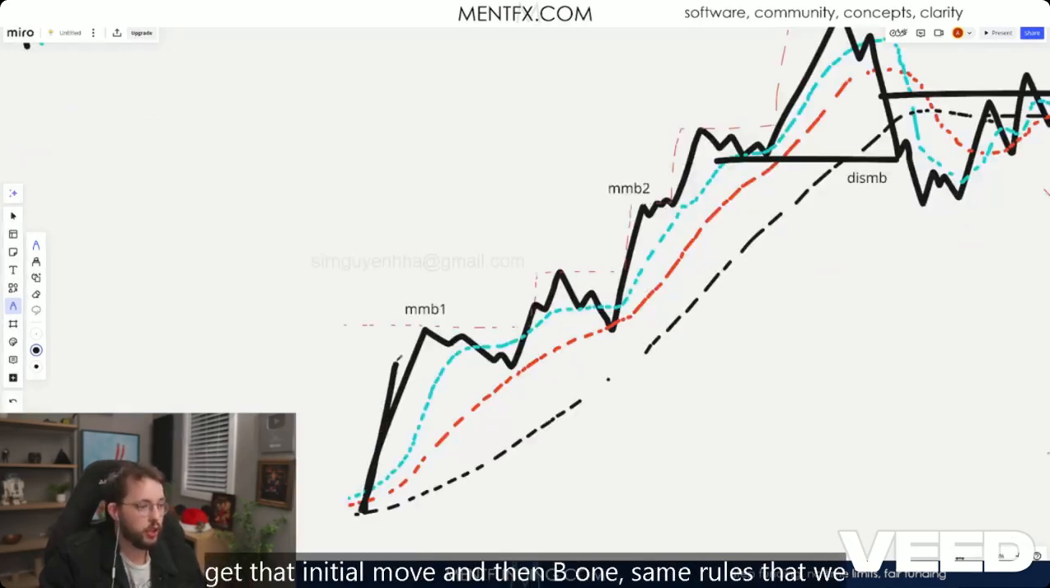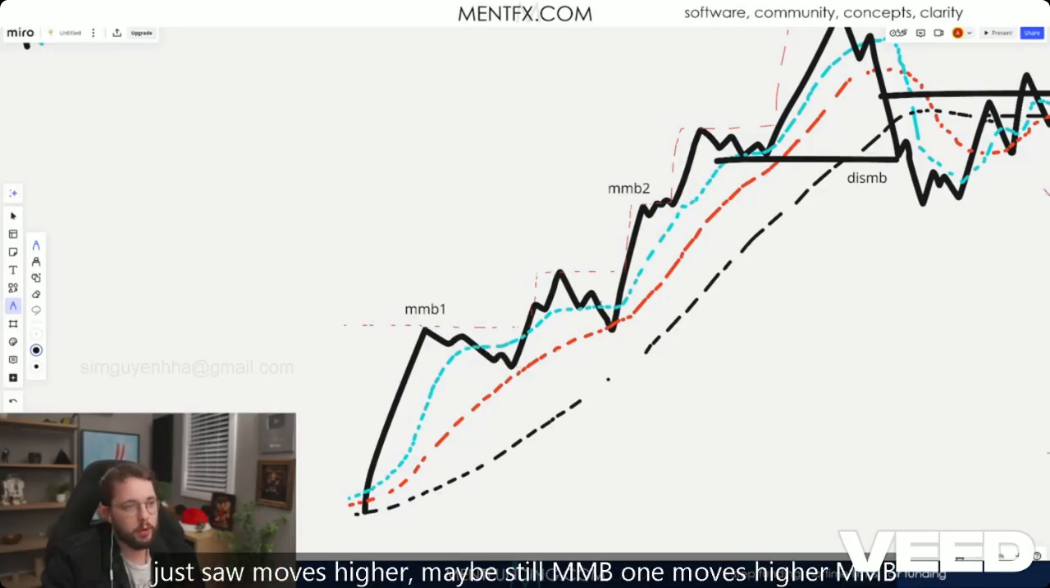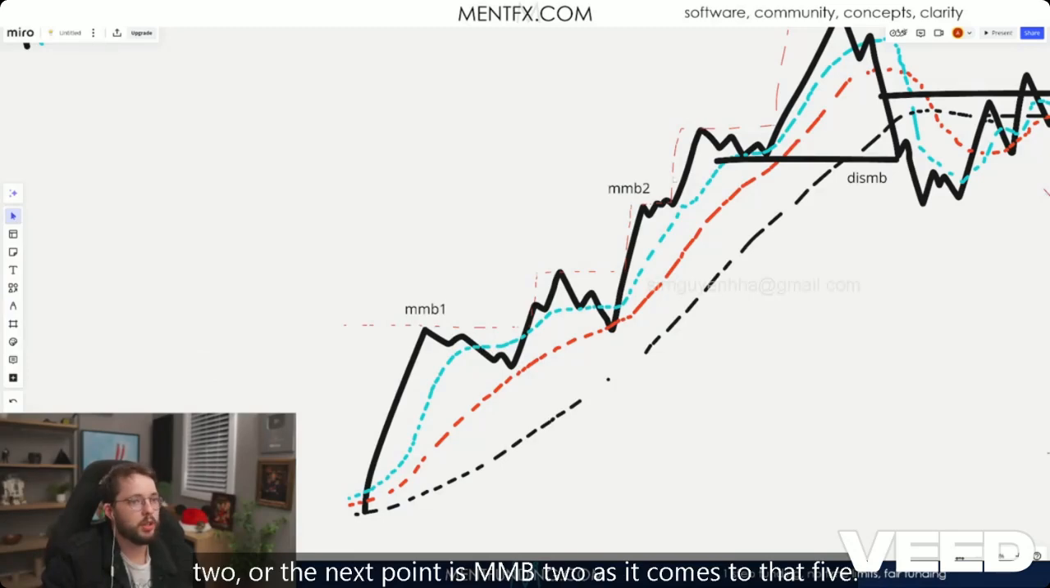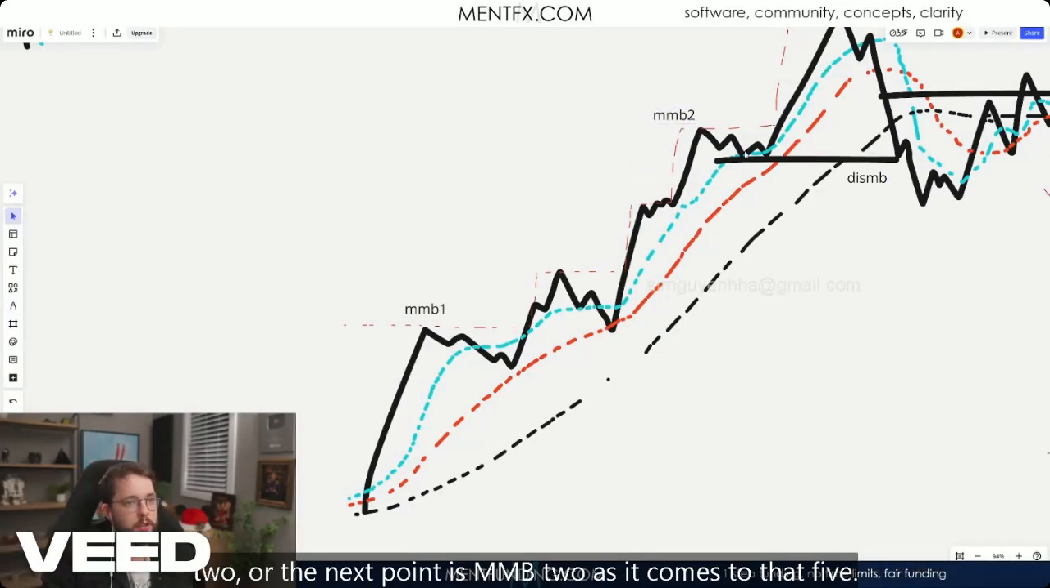Is that you'll get that initial move, MMB1, same rules that we just saw, moves higher, maybe still MMB1, moves higher, MMB2, or the next point is MMB2 as it comes to that 5, right? And then as it's at the 5, maybe you trade on the lower time frames to get involved on your entry cycle, on your entry time frame. The 10 just catches up as it starts going higher, goes higher nicely.